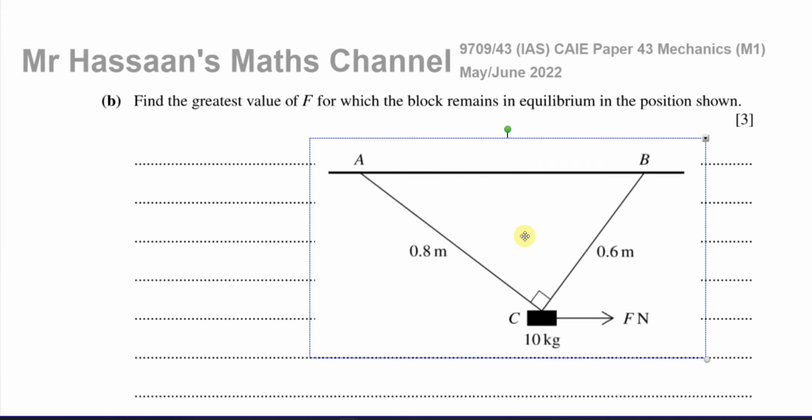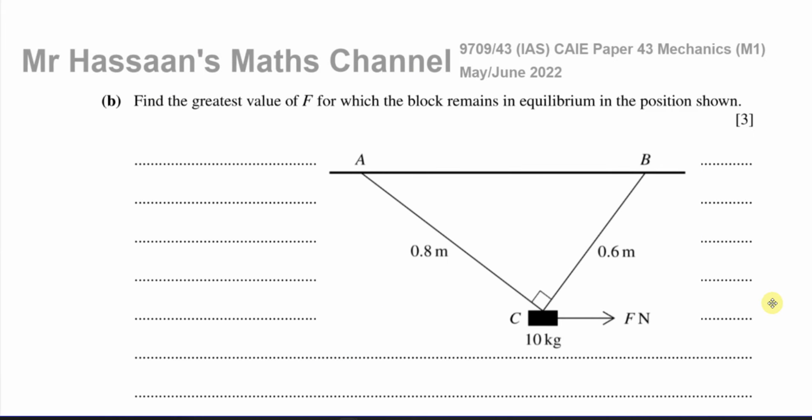Okay, so it says, find the greatest value of F for which the block remains in equilibrium in the position shown. So what does that mean? I mean, normally it says find the greatest value of a force. It's like, okay, it's on the point of coming out of equilibrium, on the point of sliding, something like that, where you've got friction involved and you have F max. Well, there's no friction involved. This is just hanging in the air. What do they mean by the greatest value of F? Now, I'm sure some people would be stumped by that.